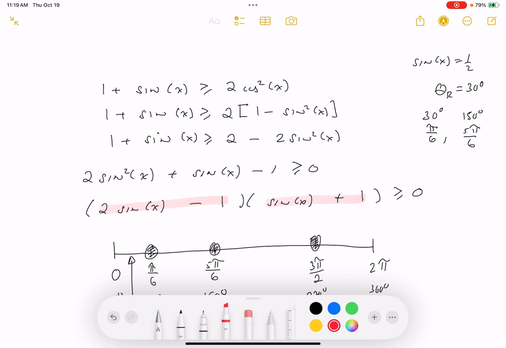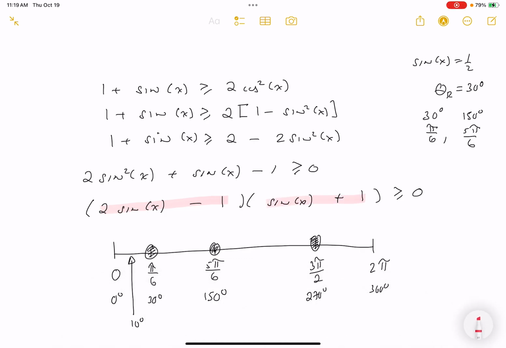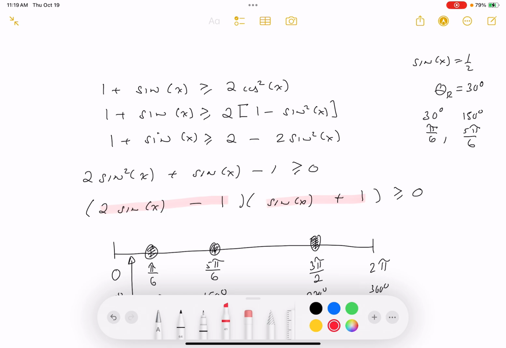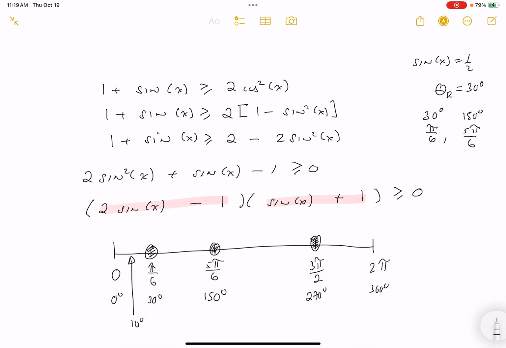And we're just trying to determine whether those factors are positive or negative. That's all we're trying to do. And if I know they're positive or negative, that's a good thing, because I know where they're 0, but I just want to figure out where they're positive and negative now. So if I did the 10, that second factor, sine x plus 1, is definitely positive. And the first factor, what would I get over there?